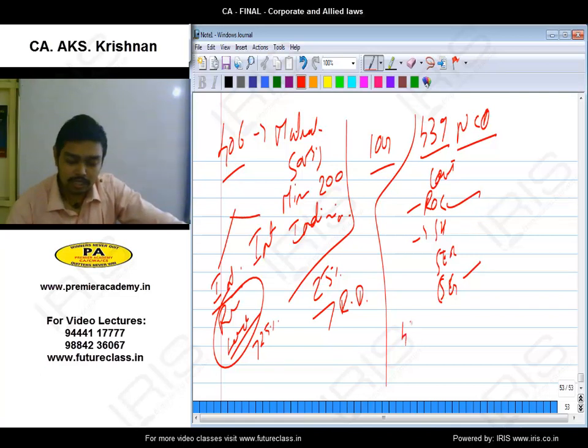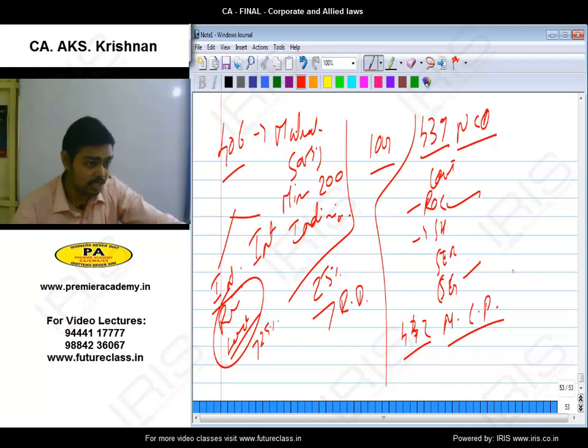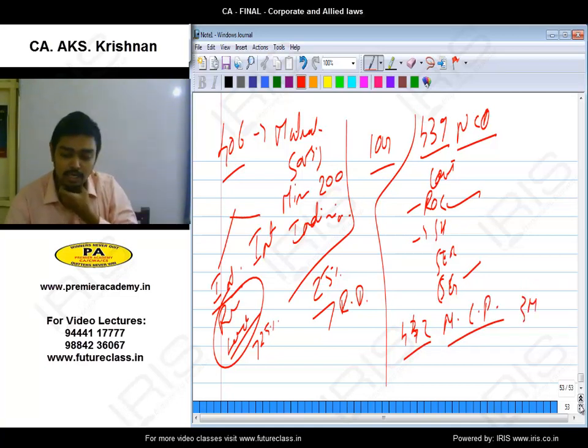Then 442, mediation and conciliation panel. What is a mediation and conciliation panel? It's like an arbitration. Within 3 months they have to complete the proceedings.